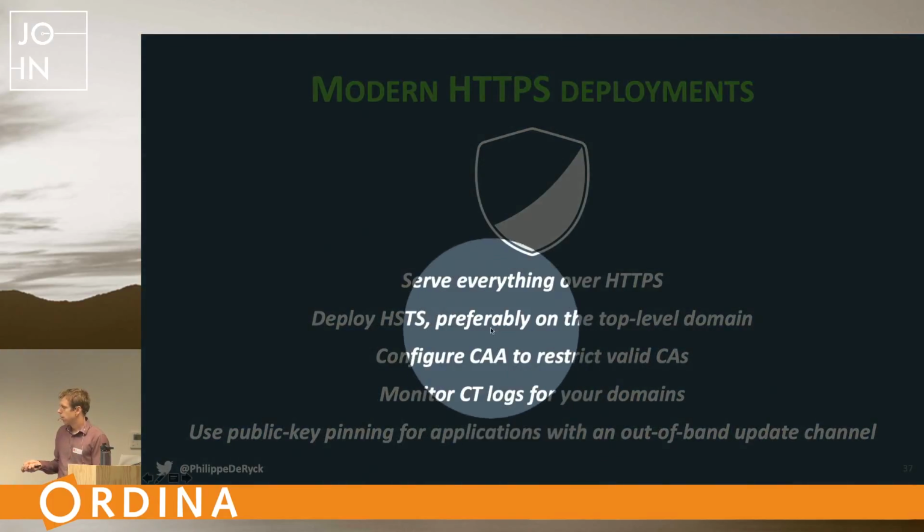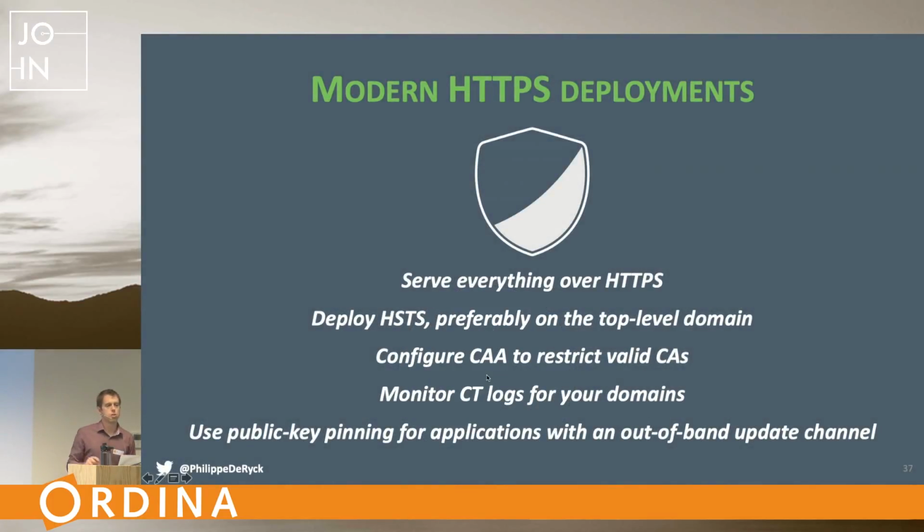CAA, the Certificate Authority Authorization, DNS records to make sure that only a few CAs can issue certificates for your domain. That is highly recommended again. Should be fairly easy to set up. It's just a matter of configuring this. CT logs, also important. You need to log CT, certificate transparency, or monitor them to get information about new certificates. Keep in mind that everybody can do that. Nothing prevents someone from setting up monitoring on your domains, so make sure that you never leak information through there that shouldn't be seen. And then finally, public key pinning is very useful for applications with an out-of-band update channel, but shouldn't be used for web applications.